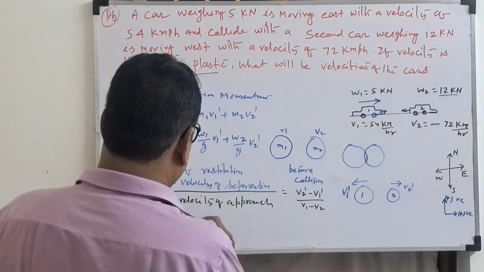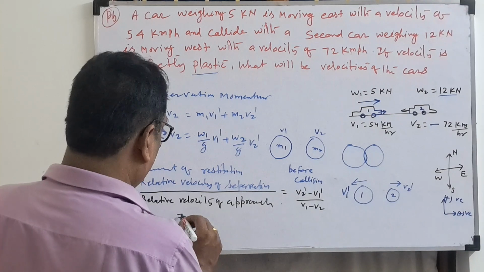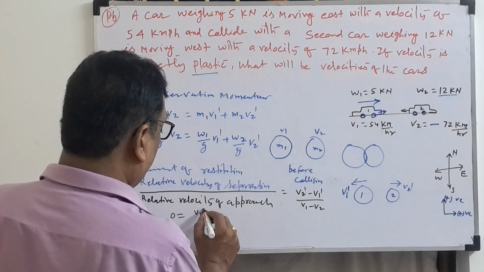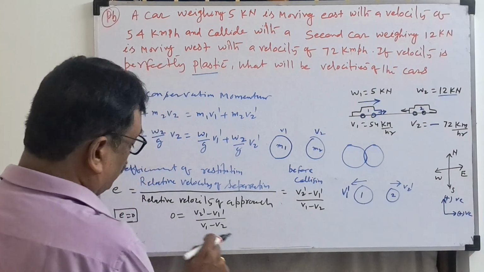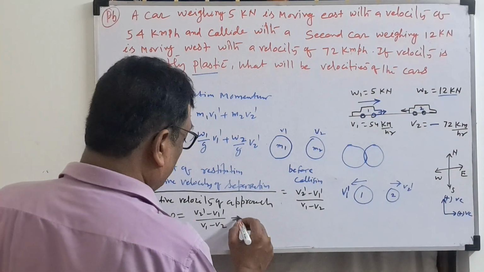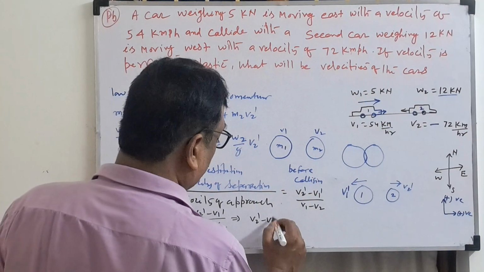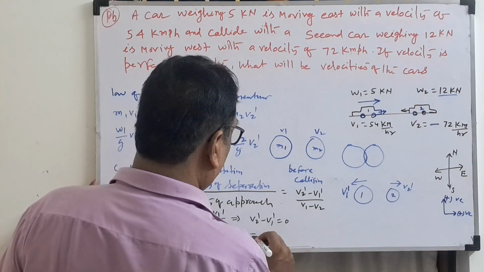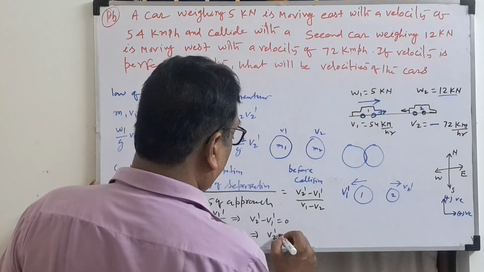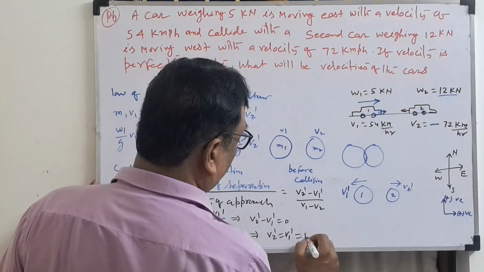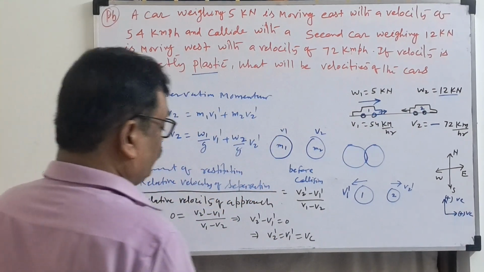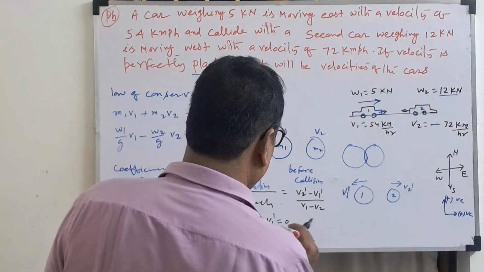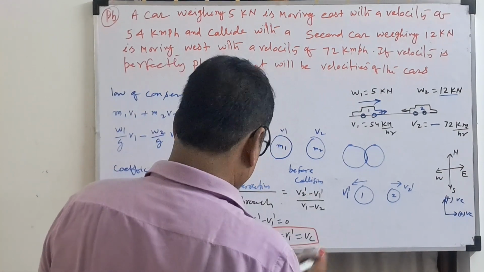So here we can write 0 equals v2 dash minus v1 dash divided by v1 minus v2. The denominator is nonzero, so finally we get v2 dash minus v1 dash equal to 0. That implies v2 dash equals v1 dash. Let us call this common velocity Vc. Keep this here.